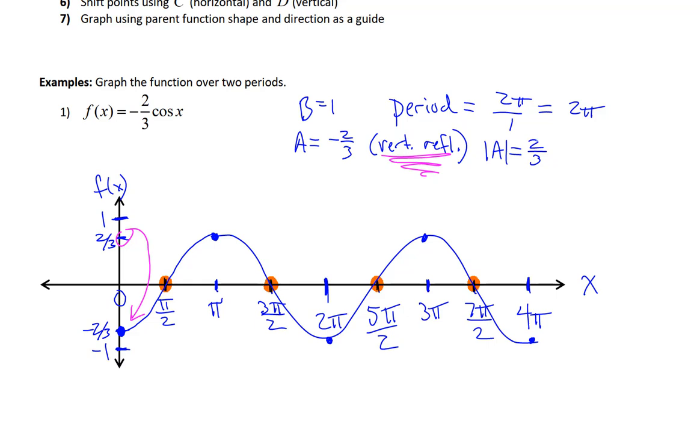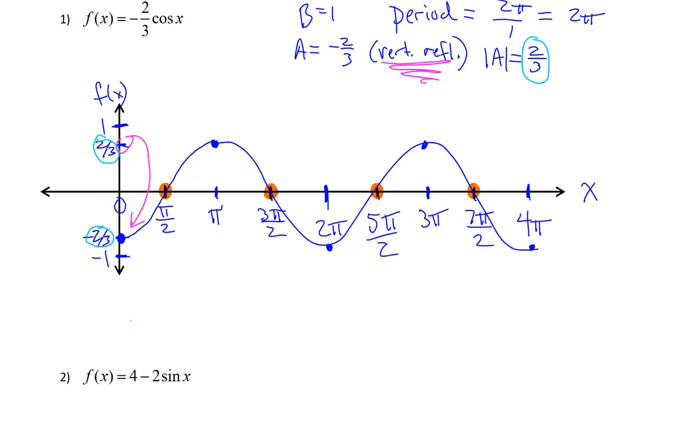And again, since our amplitude was 2/3, we multiplied those values that were normally 1 by 2/3, and that's why we're getting the positive or -2/3 as our highest and lowest points. So we've accounted for our transformations in this graph. Okay, let's go on to another example.